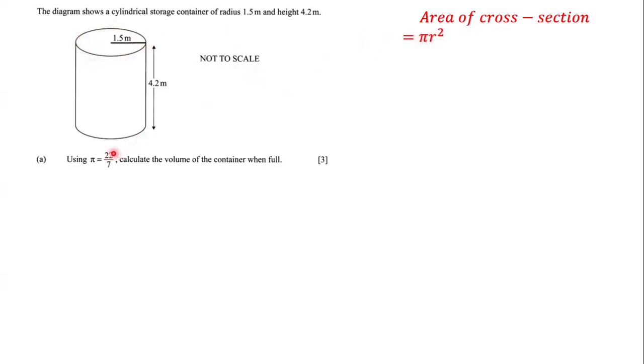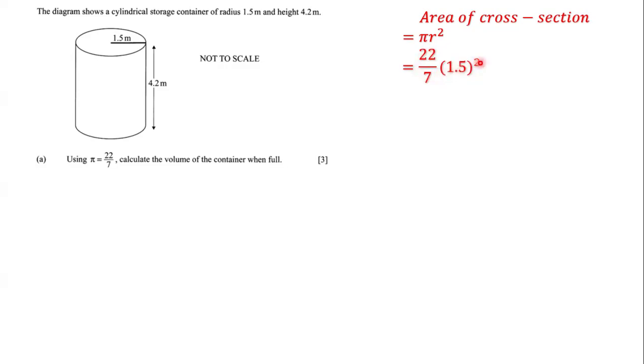Notice that pi is 22/7, but what is r? Well, r is the radius, and the radius in this case is 1.5. And so we substitute those values in. We have pi is 22/7. We have r, which is the radius, is 1.5. And so we have to do the computations.